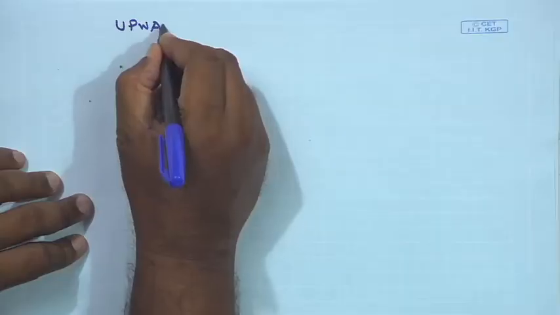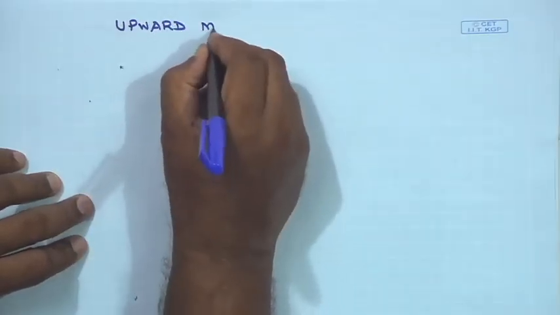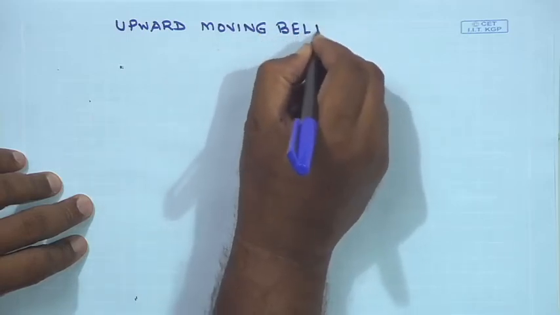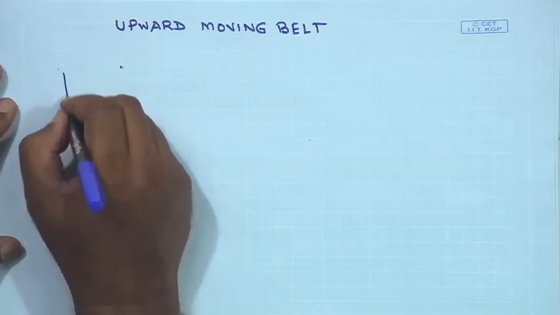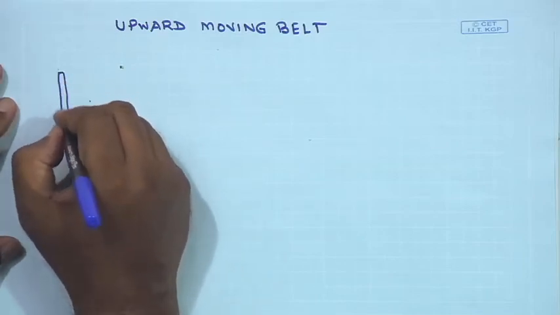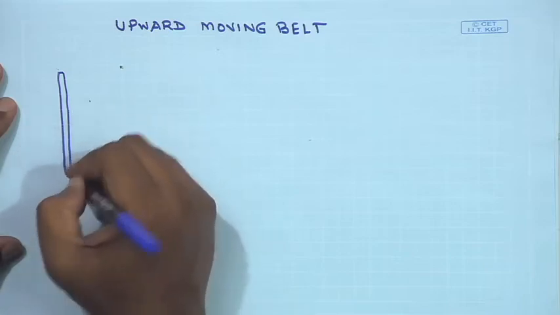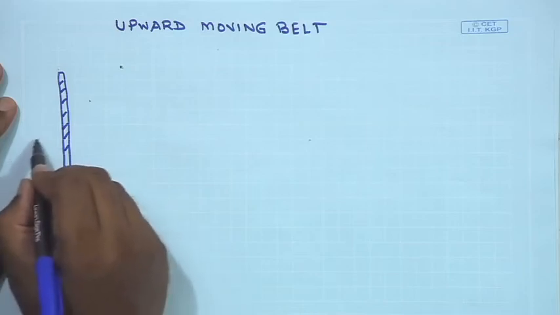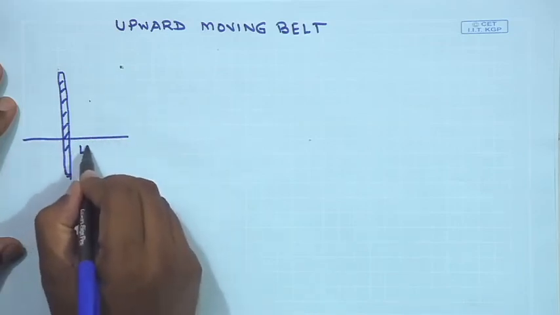So, let us now start with another problem, which is an industrial problem, in which case a belt, an upward moving belt. Let us see that this is a belt which rises. So, this is a liquid film, this is a liquid.